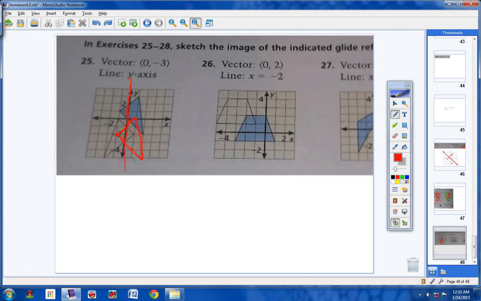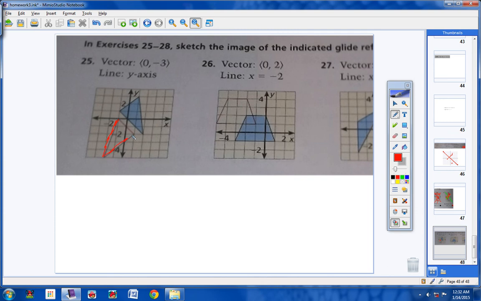So if you flipped it around the y-axis, this part here would go right here, and this part from here to here would go from here to here, okay? So it would look something like this. It would fall right here.